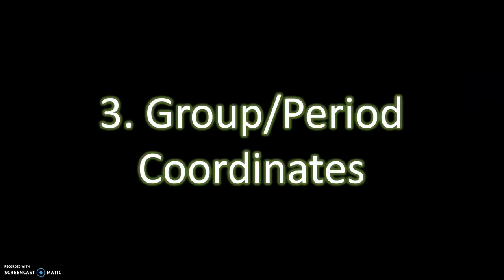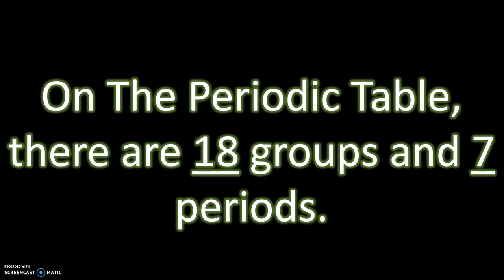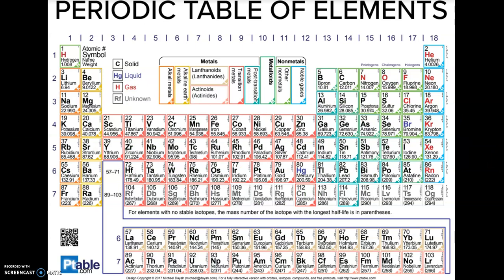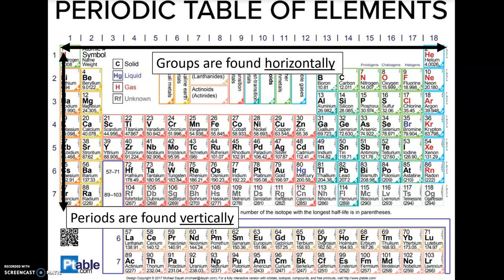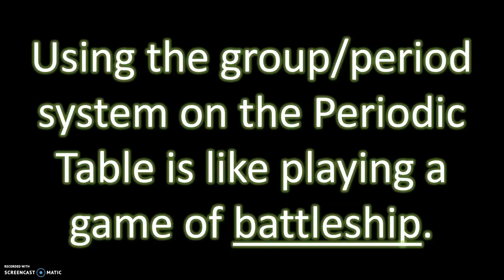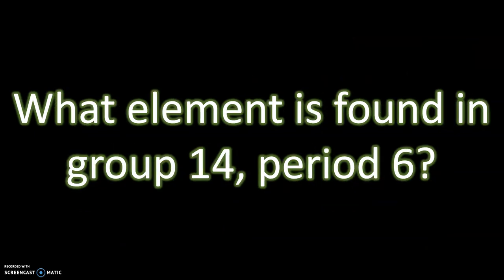All right, the third way is group period coordinates. On the periodic table, there are 18 groups and 7 periods. Across the top here, we have groups. See how there's numbers 1 through 18? They're found horizontally. And periods are found vertically, 1 through 7. We use the group period system on the periodic table like we're playing a game of Battleship. It's just a coordinate grid, and I know you've talked about this in math before.